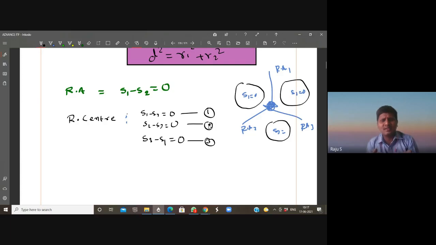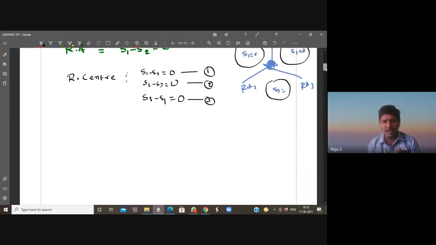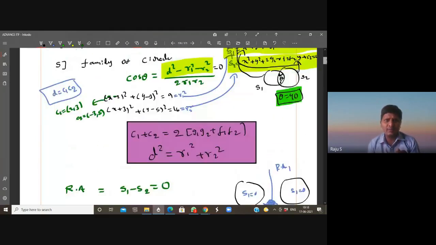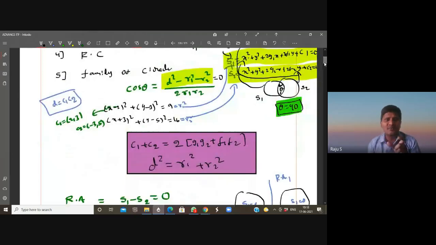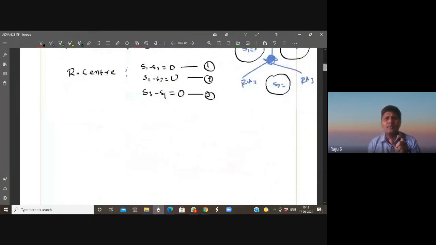So for radical center, maybe only two to three questions are there. Even for radical axis also, but mostly concentrate on the angle between circles. And also last, family of circles. What is meant by family of circles?